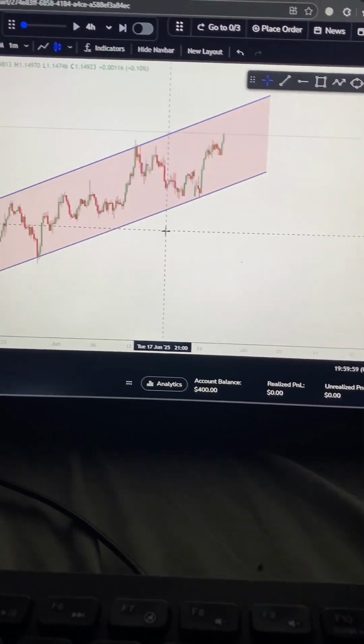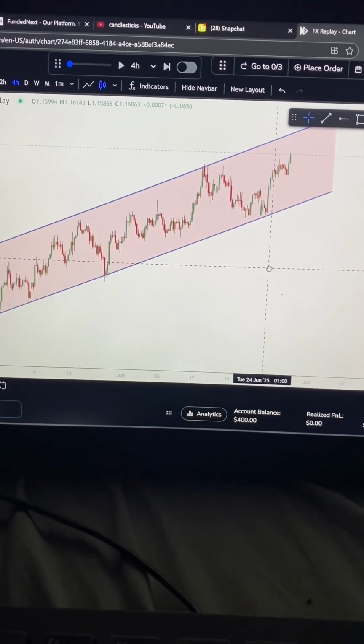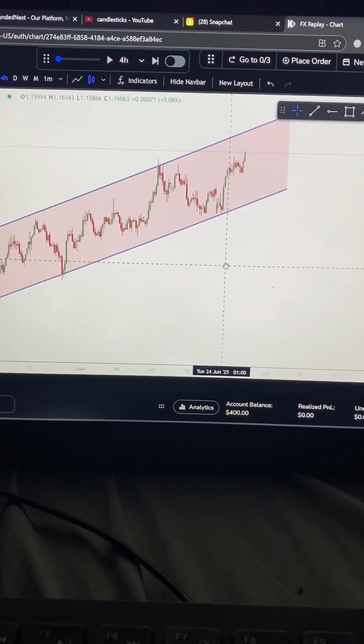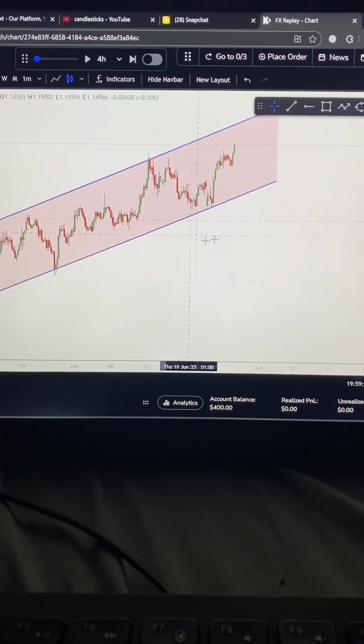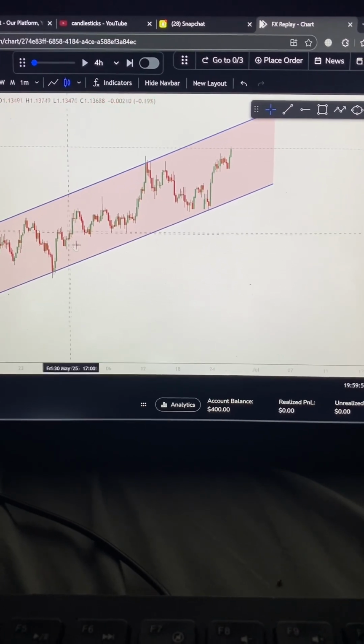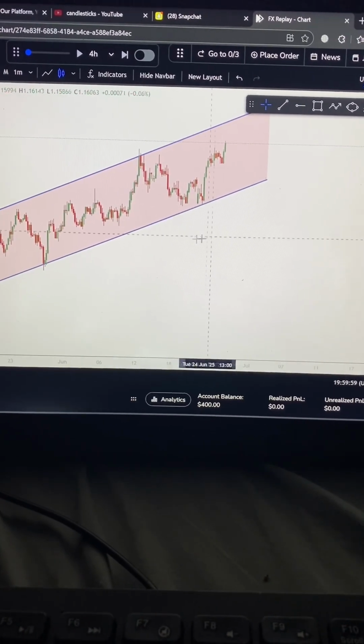So yeah, you could also trade it like this. It's also going to work, same thing. Actually, this is an easier way, because you don't have to draw support lines and all that stuff, stressing yourself. As soon as it reaches here, boom, you just buy.